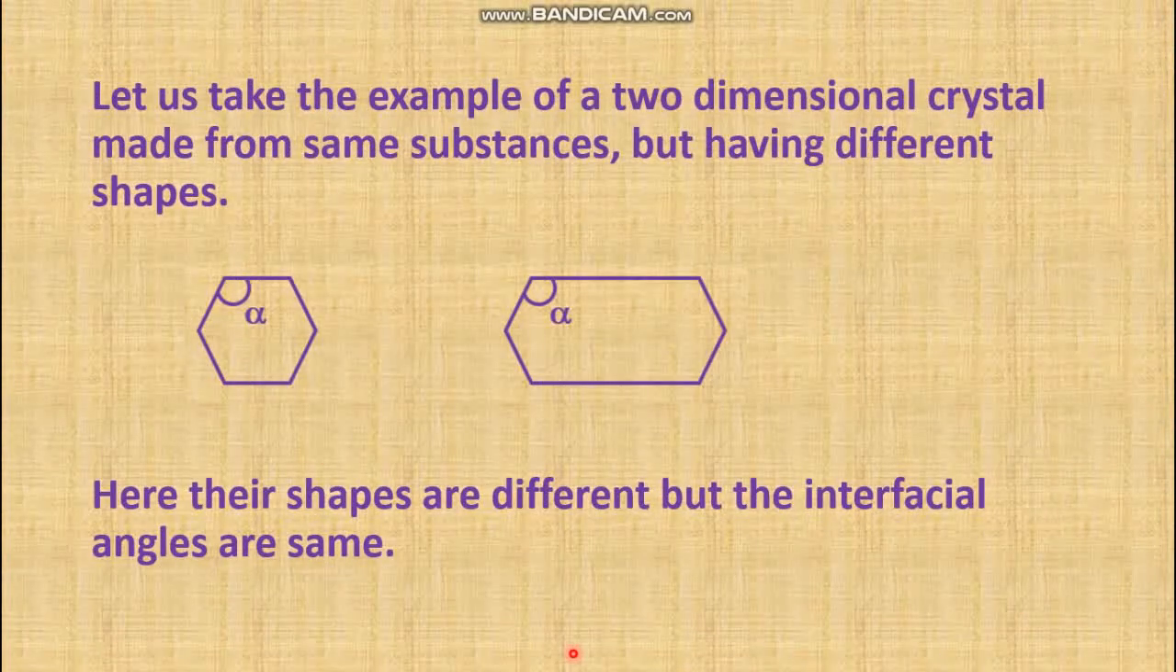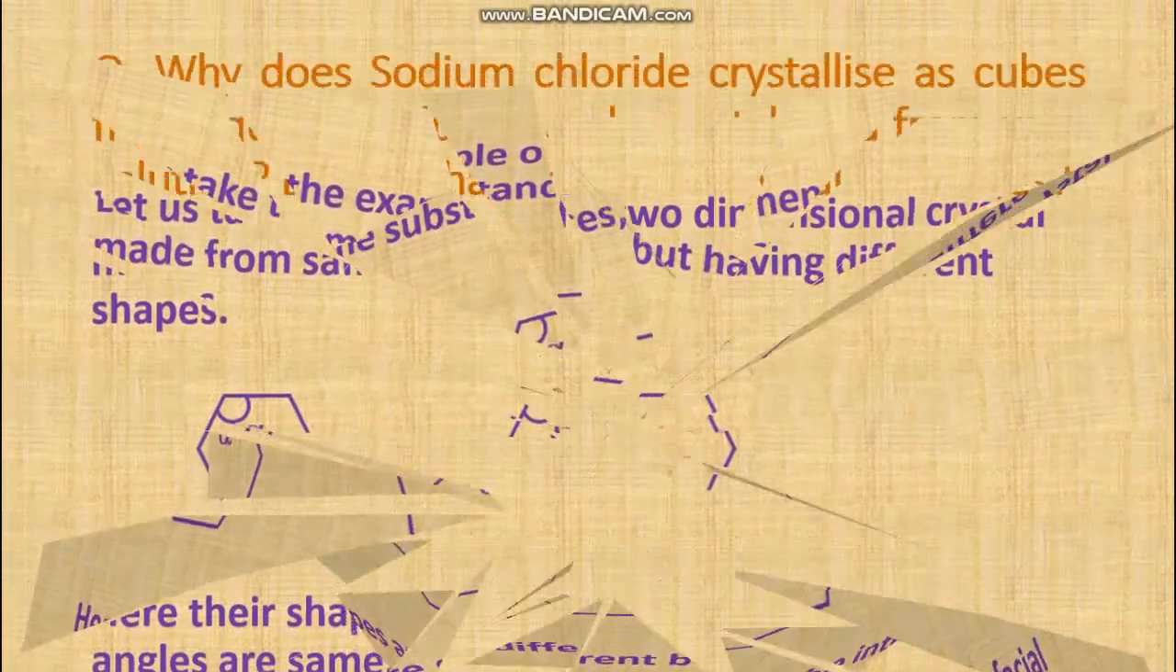Suppose these are two hexagons, but this is a regular hexagon and this is an irregular hexagon. All the side lengths of this regular hexagon are the same, whereas here the side lengths are not the same, but the interfacial angles are the same. Easily you can visualize that the angles are the same. So here their shapes are different, but the interfacial angles are the same. So this is about the first law.